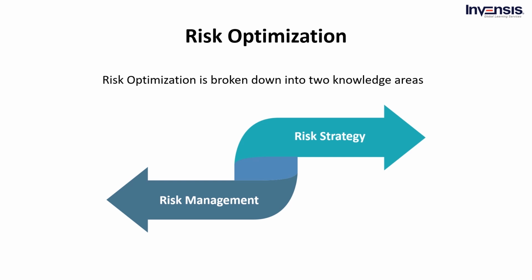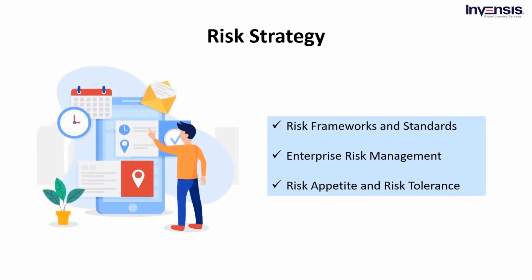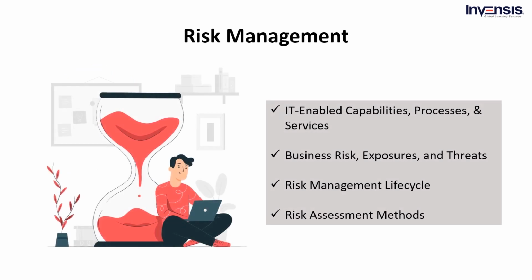Risk strategy and risk management. For risk strategy, we will discuss the topics given below: risk frameworks and standards, enterprise risk management, risk appetite and risk tolerance. For risk management, we will discuss the topics given below: IT-enabled capabilities, processes, and services, business risk, exposures, and threats, risk management lifecycle, risk assessment methods.